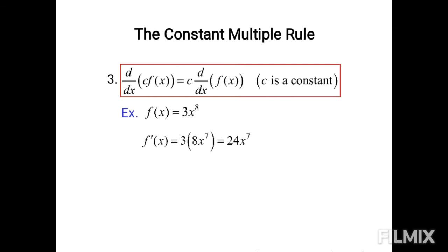3 times 8 is 24. And then just copy this x raised to 7. We have 24x raised to 7 as the derivative of this function.